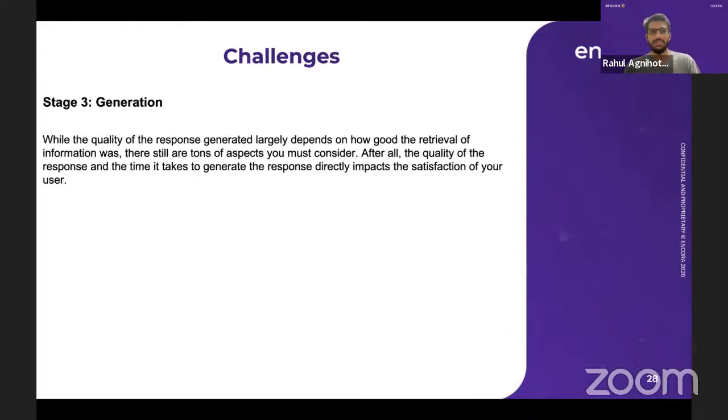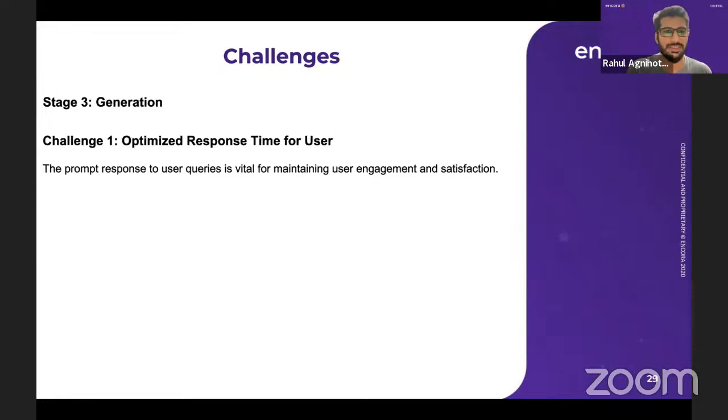The third is the generation part, which is basically where you have your input ready, and then you're going to give it to the GenAI model. What are the challenges here? One is memory optimization. Always your pipeline has to be performant. Your query should not take a long time to answer. So you need to optimize the response time for each user.